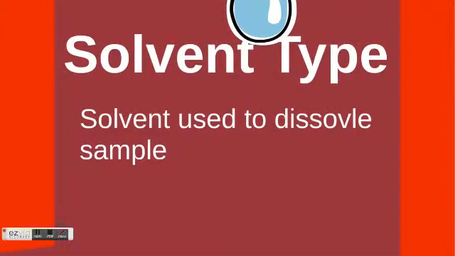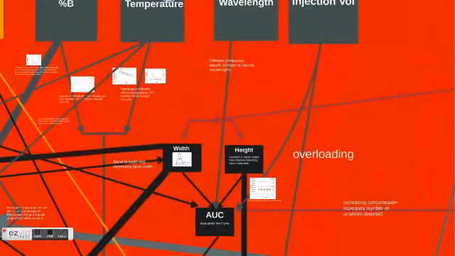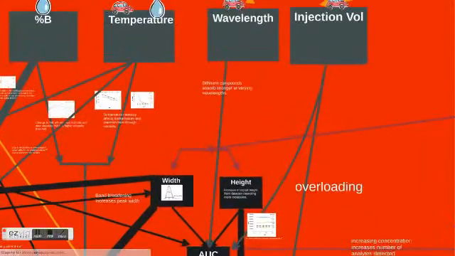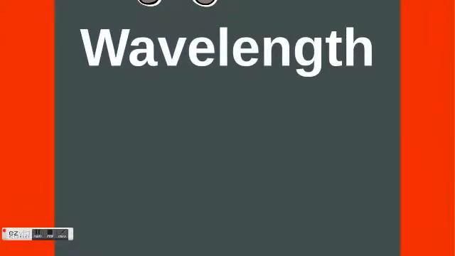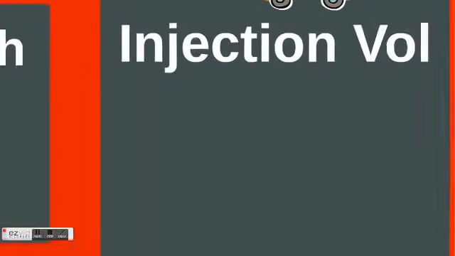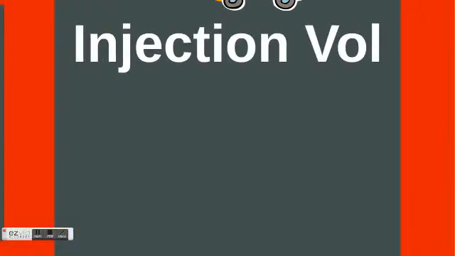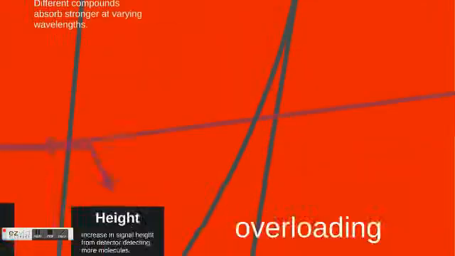This is changed using solvent type, which is the solvent used to dissolve the sample, as this will alter the shape of the peak. It also alters the width. Area under the curve is also altered by the width and the height. This can be changed using wavelength, as different compounds absorb at different wavelengths. Injection volume, as the higher the injection volume, the more molecules that are able to be detected.